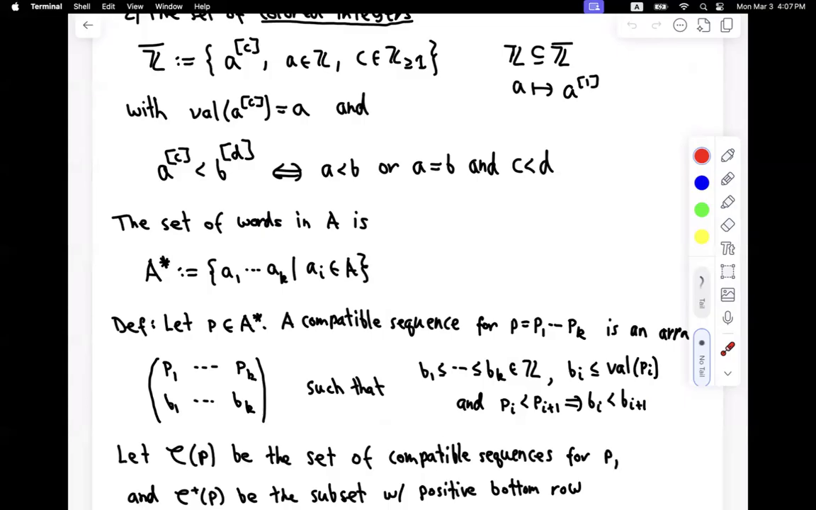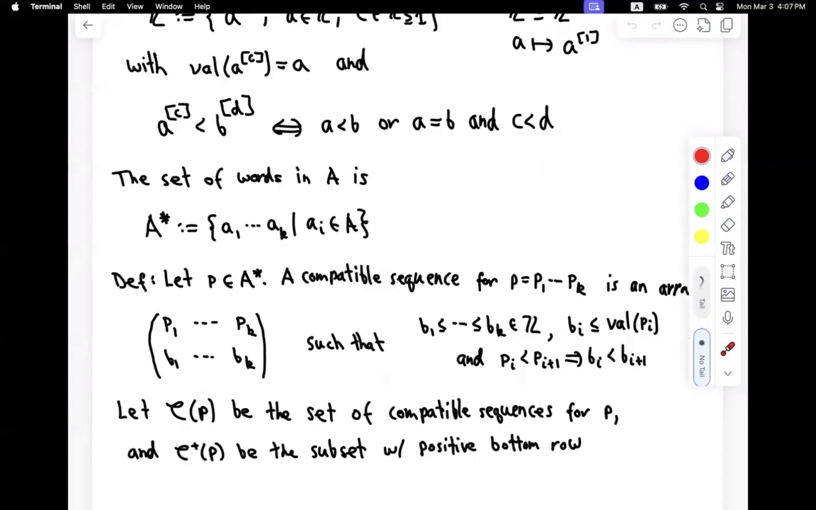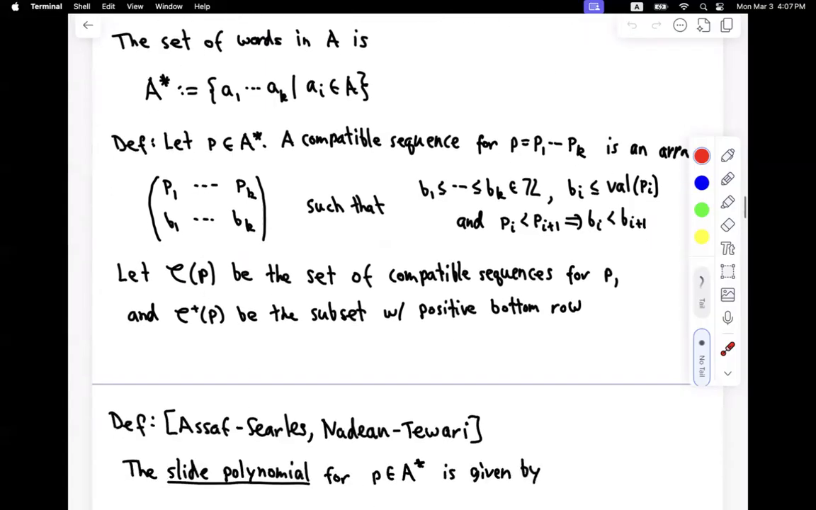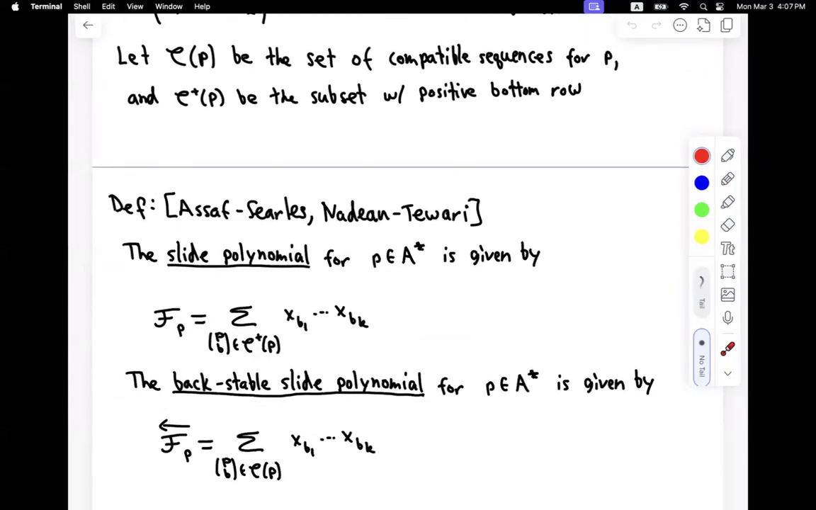Okay, so let's let C of P be the set of compatible sequences for P. And let's take the subset C plus of P to be the set of compatible sequences where every entry on the bottom row is a positive integer. And so this definition, by Asaf and Searles in the ordinary case, Nadeau and Tewari in the backstable case, is that the slide polynomial is given by this formula.